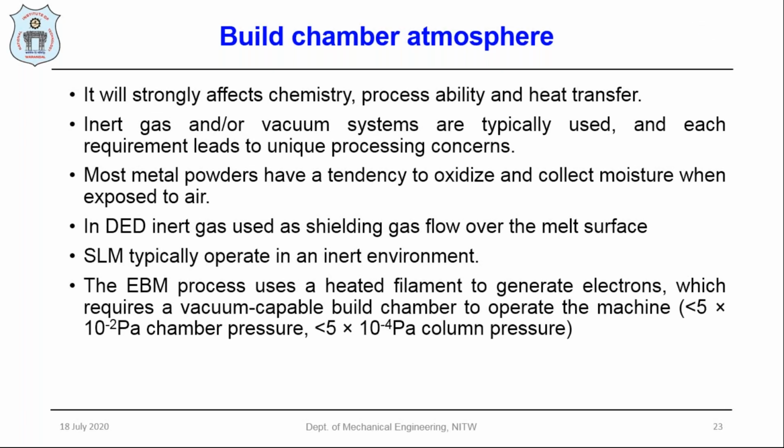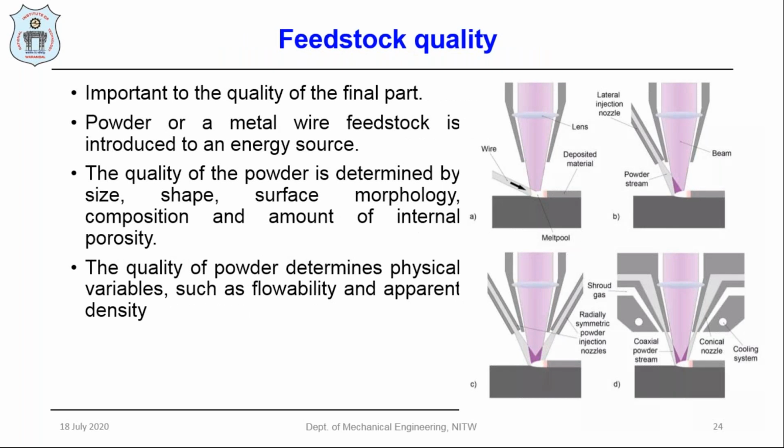This means the build chamber is very specific to the process, whether EBM, SLM, or DED. Another issue is the feedstock quality. When you are fabricating a component, you want an important quality of the final part. It depends on what type of feedstock you are using, whether wire feedstock, a powder stream feedstock, a radially symmetric powder nozzle, or a coaxial nozzle. Based on the powder feedstock quality, the quality of the component can be analyzed, meaning the surface morphology or shape, the internal porosities, or some defects that can occur due to the feedstock quality.